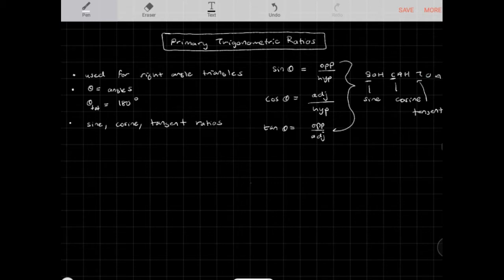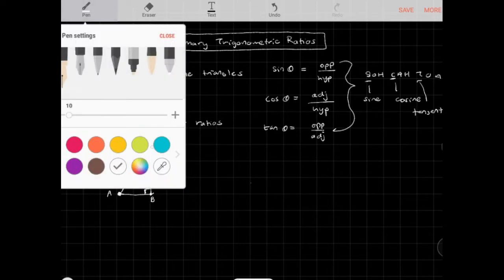Now let's take a look at what these side lengths mean, right? So if we have a triangle here, say this is our triangle. Right, it has to be a right angle triangle. You can only use these primary trig ratios for right angle triangles. And let's say that we label this triangle A, B, and C. Okay? You can note here that this right angle represents that it is a right angle triangle.